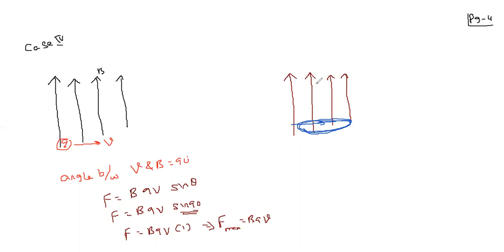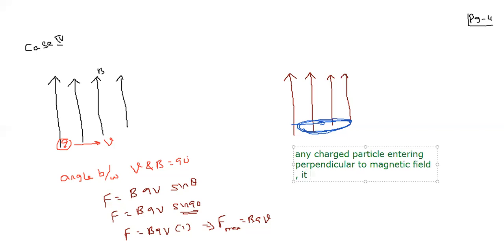Okay, so any charged particle entering a magnetic field exactly perpendicular, it takes a circular path. So any charged particle entering perpendicular to the magnetic field moves in a circular path. So case 5, it is a magnetic field.